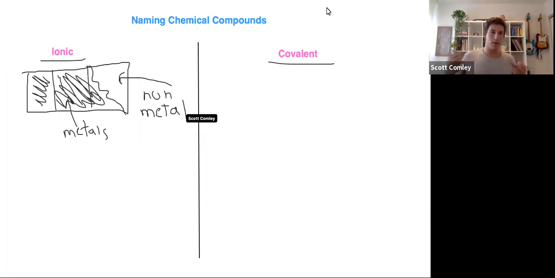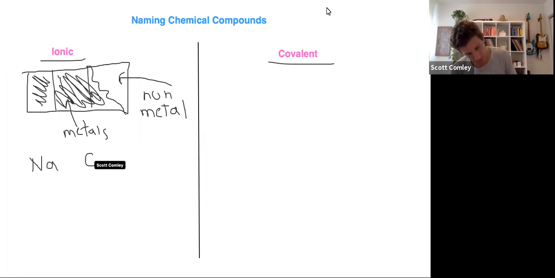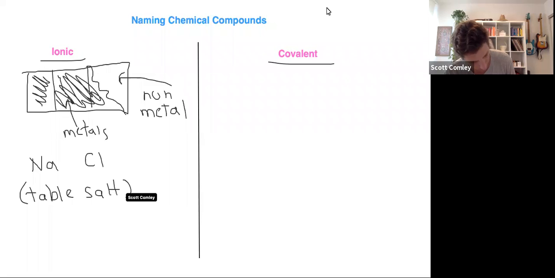And when you have a metal and a non-metal together, they form an electrically charged bond. A really good example is sodium and chloride, which makes your standard table salt. When they come together, they share electrons, and metals always form a positive ion, and non-metals form a negative ion.